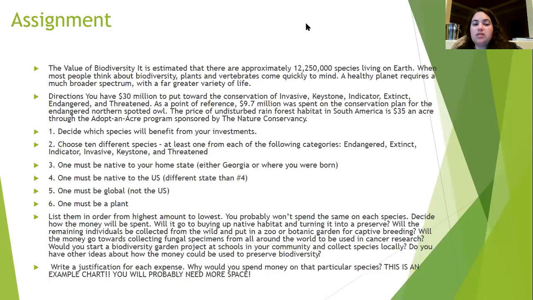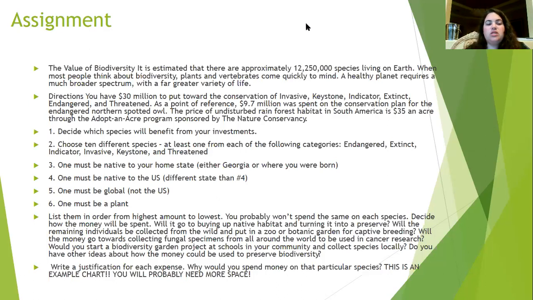Then you're going to choose 10 different species, at least one of them from each category. So one of them has to be endangered, one of them has to be extinct, indicator, invasive, keystone, and threatened. So you're going to pick 10 animals in total, but at least one from each category. One must be native to your home state, either Florida or wherever you were born.